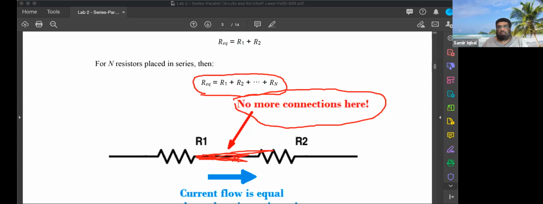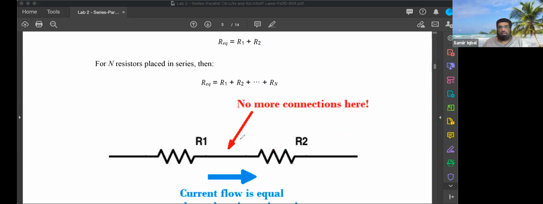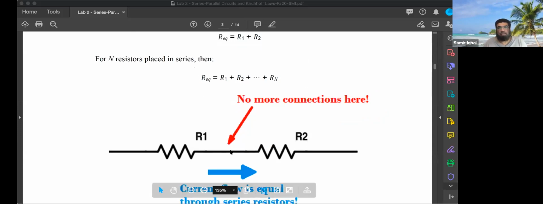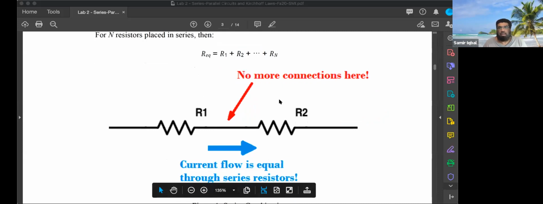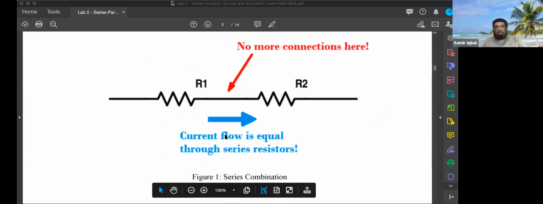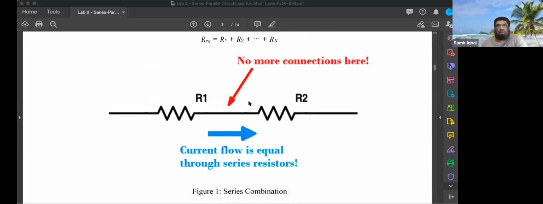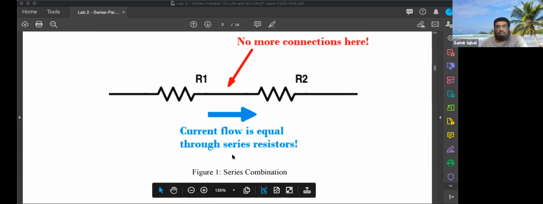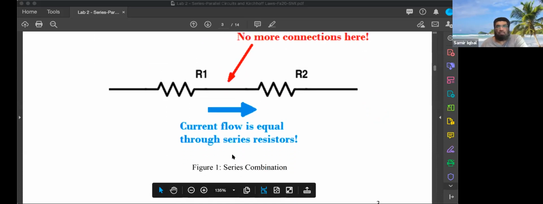Now, this is a very simple thing to do when you have a bunch of resistances in series directly connected with the power supply. But alas, it's not simple in the real network. There are always more connections here, so we have to then divide and rule. Now, when you have them in series, the current is the same through all the resistances, right?